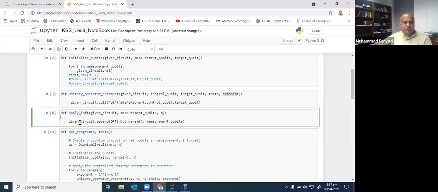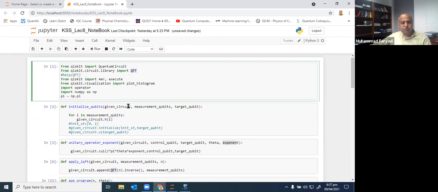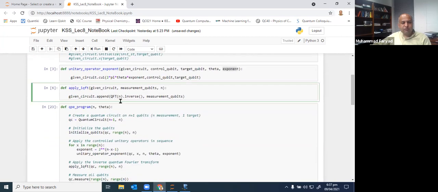Within this function, you can either build your own Fourier transform, or just use the QFT command from the Qiskit library that I imported over here. So I'm just using that. This QFT works on n qubits, and I'm applying its inverse, not the direct QFT, because we need the inverse QFT on the qubits that we need. We will have to supply those qubits over here.